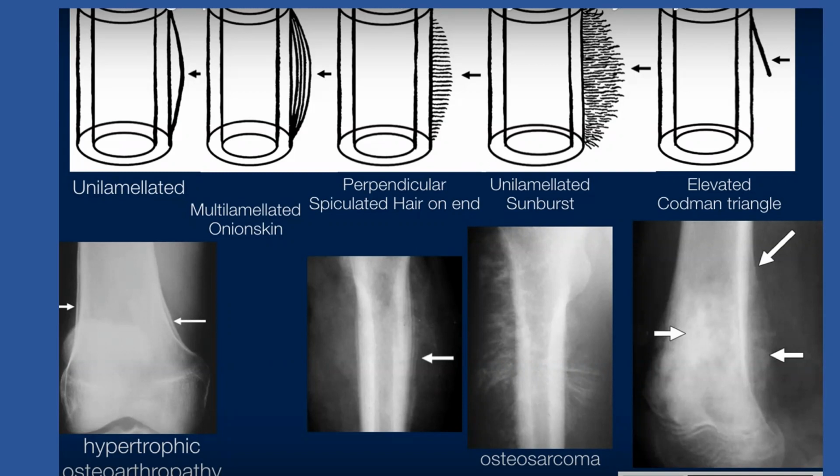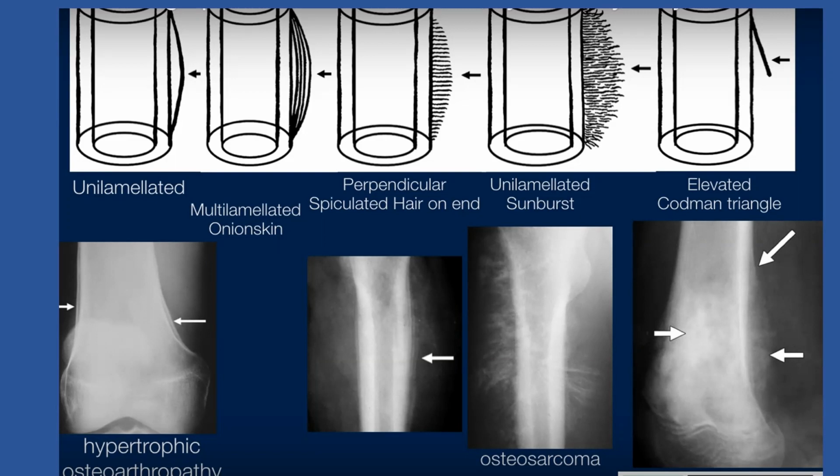What do we mean by hair-on end? When a tumor infiltrates and pushes the periosteum away from the cortex, what happens? The vessels become perpendicular to the cortex, and there is bone formation around the vessels. And this is the hair on end appearance. Some call it the sunburst appearance.